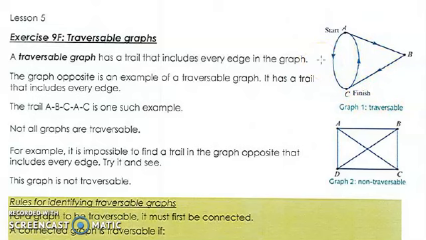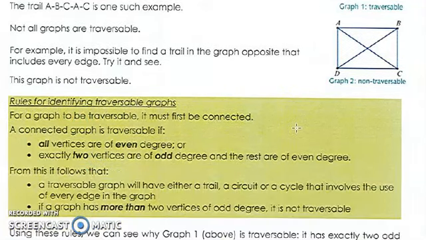You've got to notice that not all graphs are traversable. So, for example, it is impossible to find a trail in this graph here that includes every edge. You can, if you want, try it and see. You can start at A, go to D, C, A, B, C. Yeah, there's no possible way to make this traversable. And if this is the case, you will say that is a non-traversable graph.